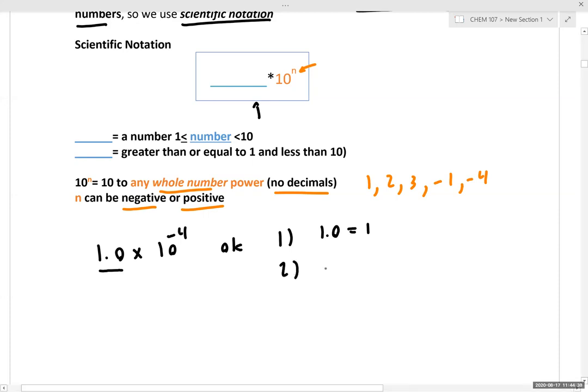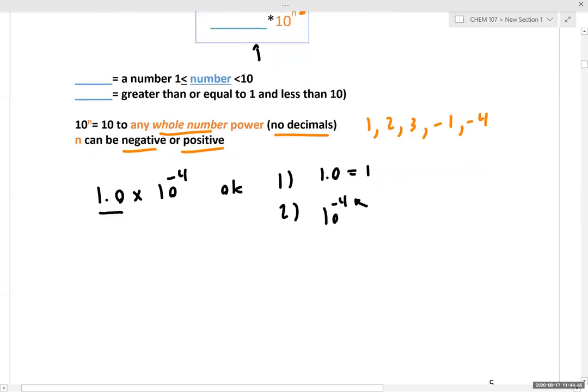Second, looking at 10 to the -4th, this number is a whole number, so we're good to go. Let's look at another example. If I have 15 times 10 to the 3rd, is this an okay number in scientific notation? Is this a reasonable depiction in scientific notation? No, it's not okay. Would someone like to explain why? Why is this number as written unacceptable in scientific notation?